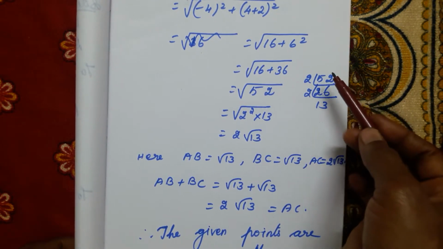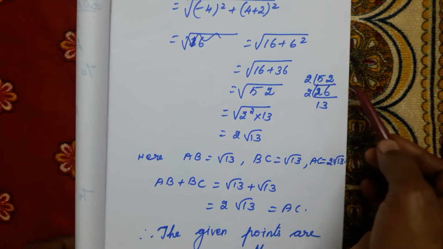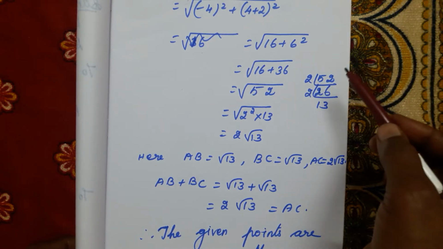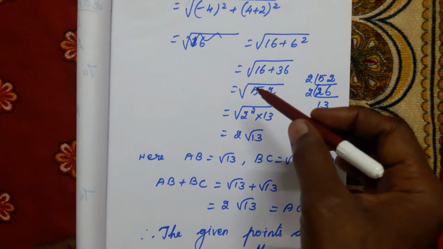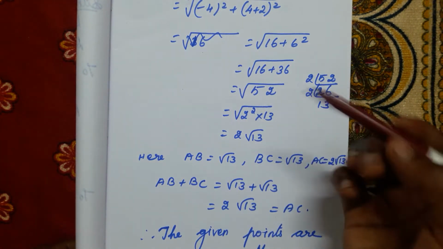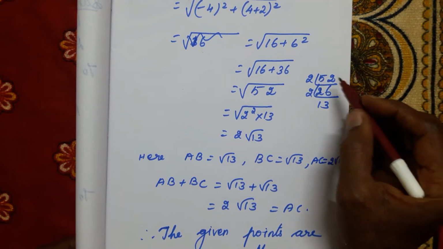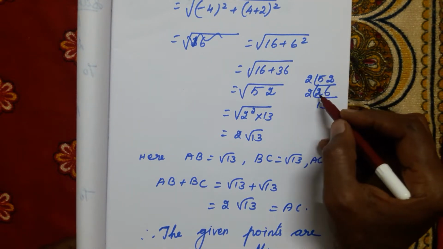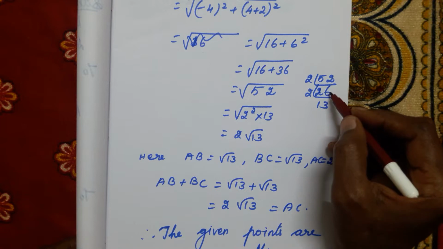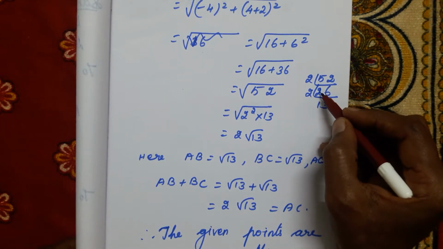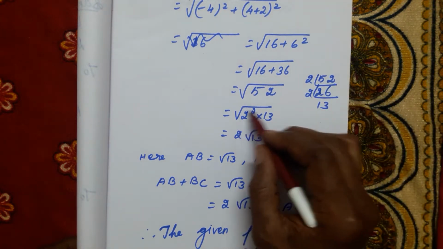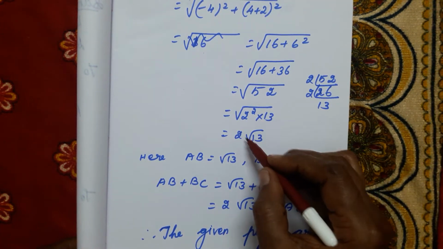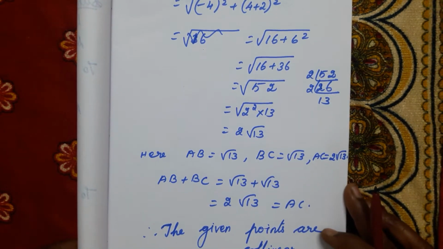When we are factorizing, what are we getting? Root 52: compulsorily we have to factorize. If we can factorize, we have to factorize. So with the 2 table we can factorize: 2 2s are 4, 6 2s are 12. Again 2 table, 1 2 is 2, 3 2s are 6. It is equal to root of 2 square into 13, equal to 2 root 13.